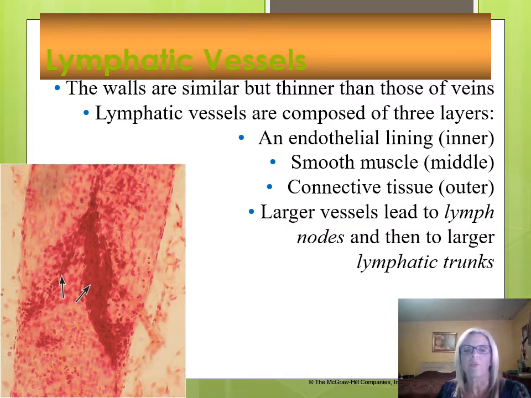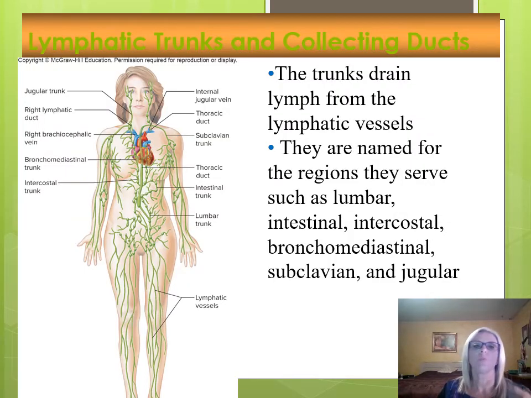Lymphatic vessels are made of three different layers. You have the inner endothelial lining, the smooth muscle layer in the middle, and the outer, tougher connective tissue. And so larger vessels lead to lymph nodes, which then lead on to larger lymphatic trunks. Muscle contraction can actually help move lymph through lymphatic vessels. So remember, the lymphatic system parallels the cardiovascular system.